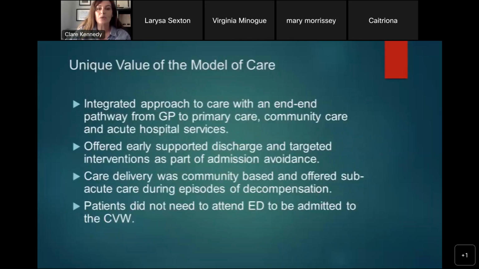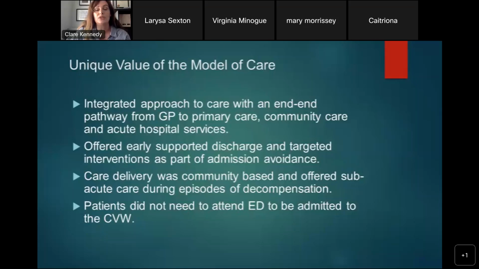But the unique value of the model of care was that integrated approach. It was that end-to-end. Very much we were looking at admission avoidance, but we also supported egress from the acute hospital. And we offered early supported discharge, so we were targeting interventions to help people come out of hospital earlier, and also looking at admission avoidance.